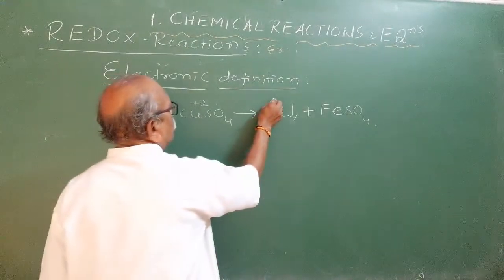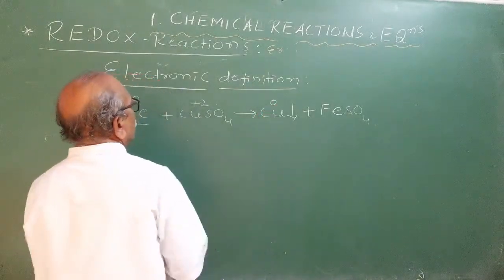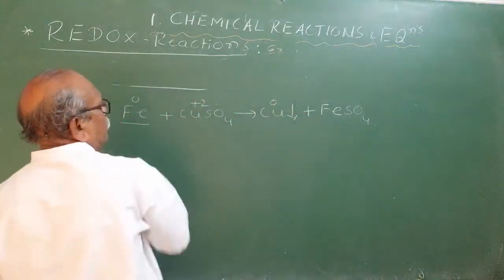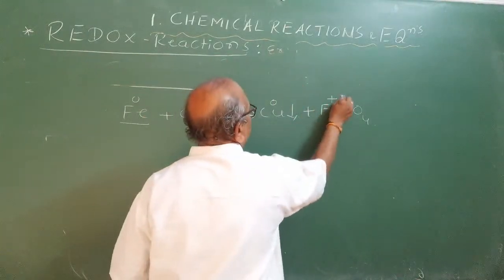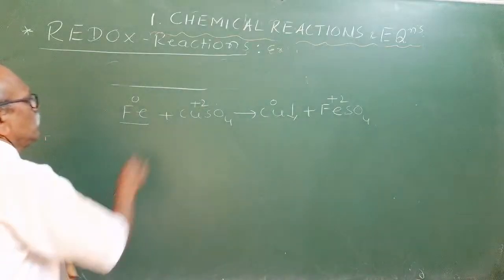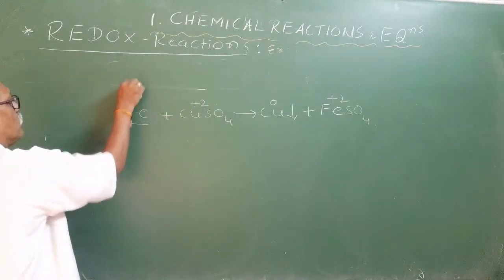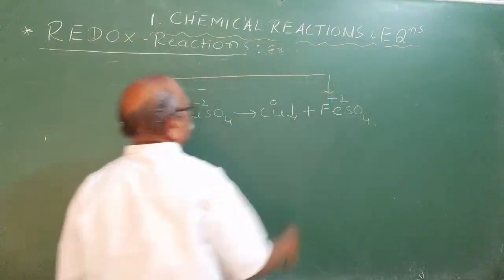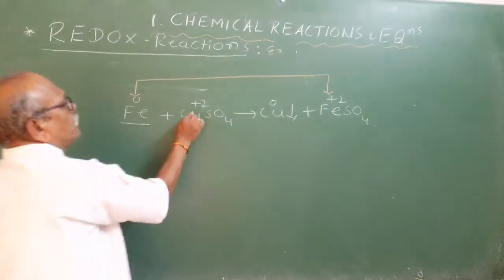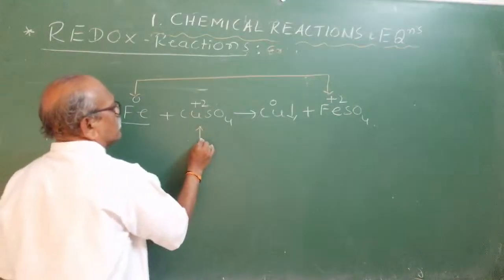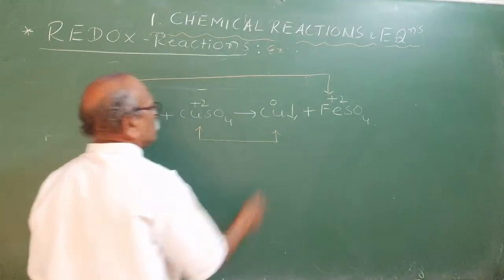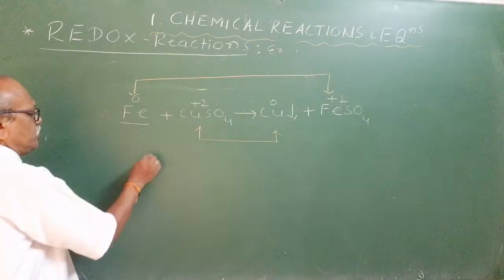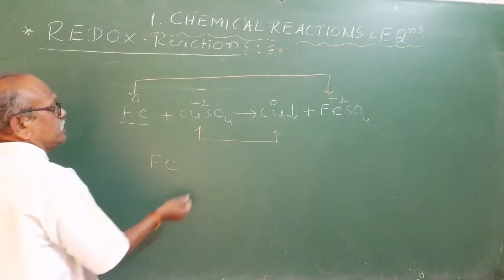And this copper will have valency 0. Here, the valency of iron as ferrous is +2. Now observe, what is the conversion here? From 0, the valency became +2. Cu +2 valency is converted into copper 0. I will show you the electronic change.